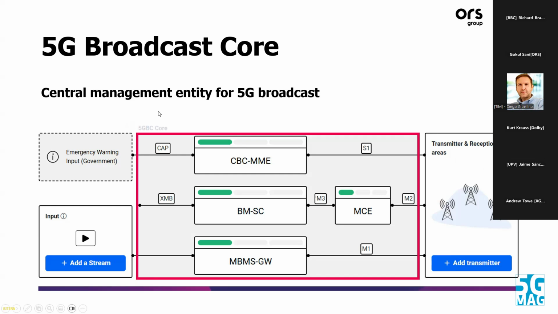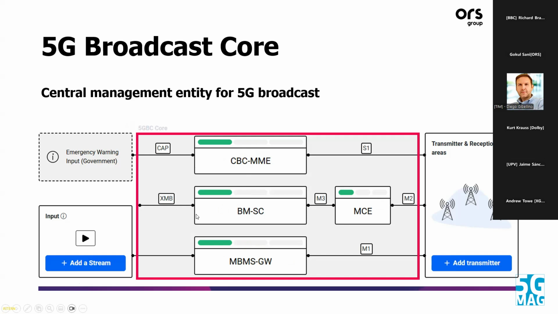And following 3GPP interfaces and entities, you typically have a BMSC, a broadcast multicast service center, an MBMS gateway, and an MCE. And in case you would like to do emergency warning, you also need something with CBC and an MME. And then, of course, there are a lot of interfaces.